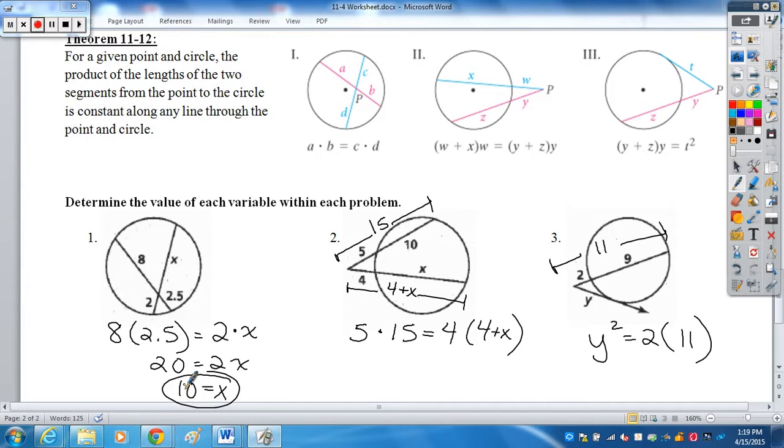Number 2, 5 times 15, that's 75. Distribute the 4 into the parentheses, 16 plus 4x. We subtract 16, we end up with 59. And then divide through by 4, I'm going to be close to 15, 14.75.